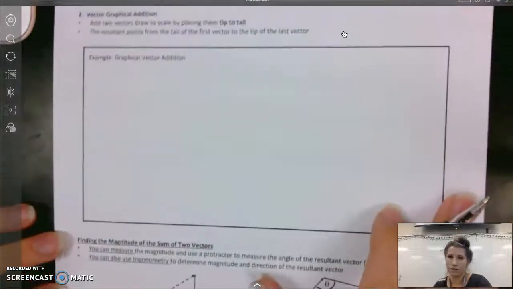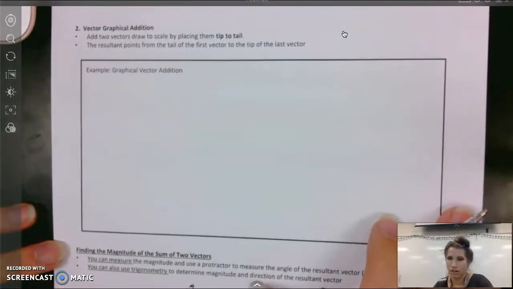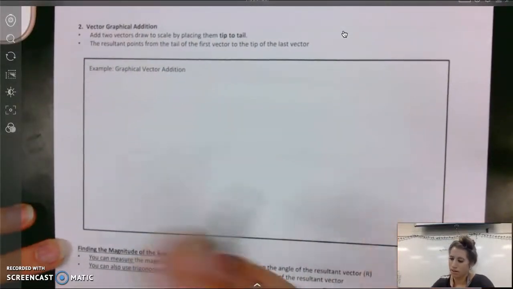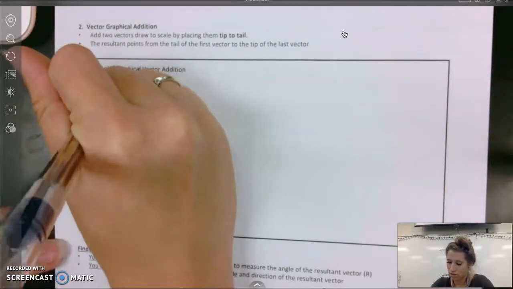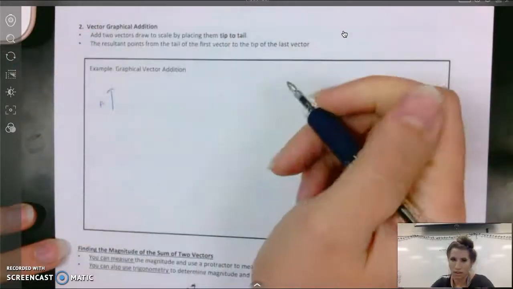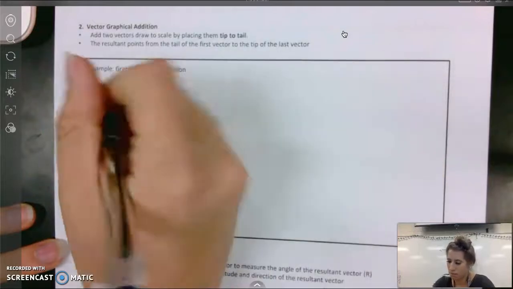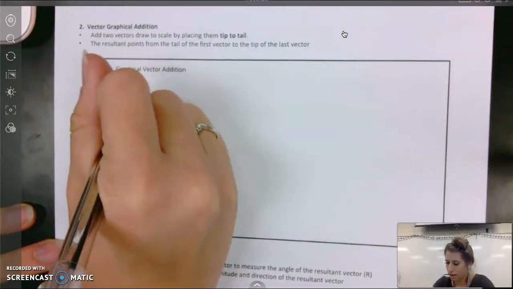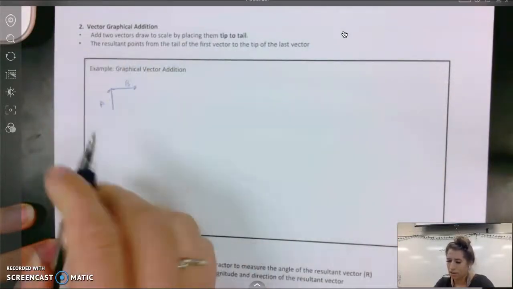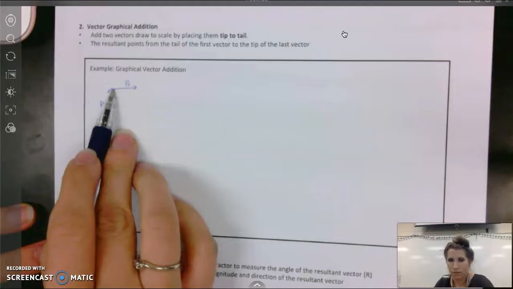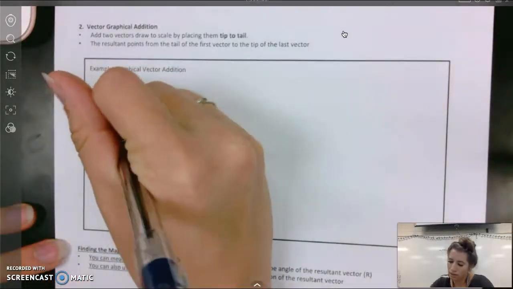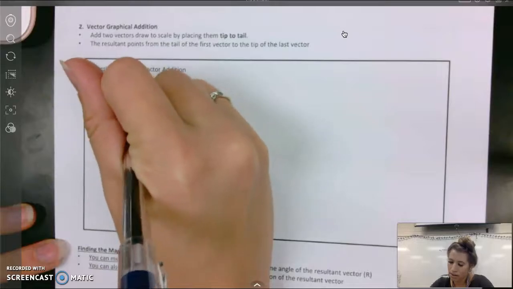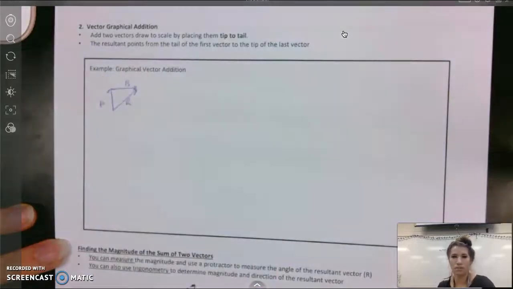Okay, so we're going to add two vectors together. And so let's review that. If we have, just call it vector A, and we're going to add vector B, the way that we add a vector is we take the tail of the new vector and put it on the tip of the first. And then our resultant is from the tail of the first to the tip of the last, or the second, like that's our resultant.